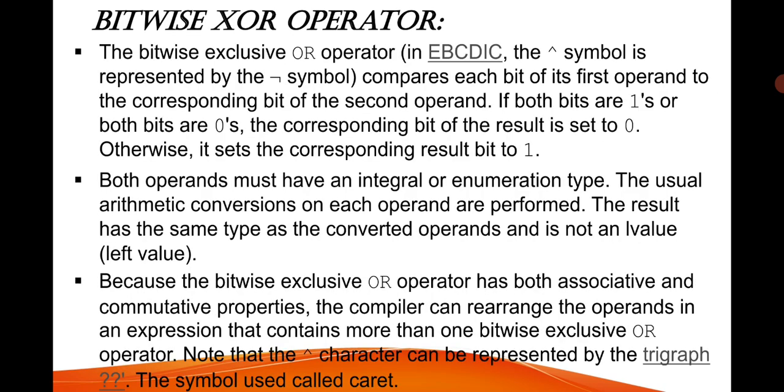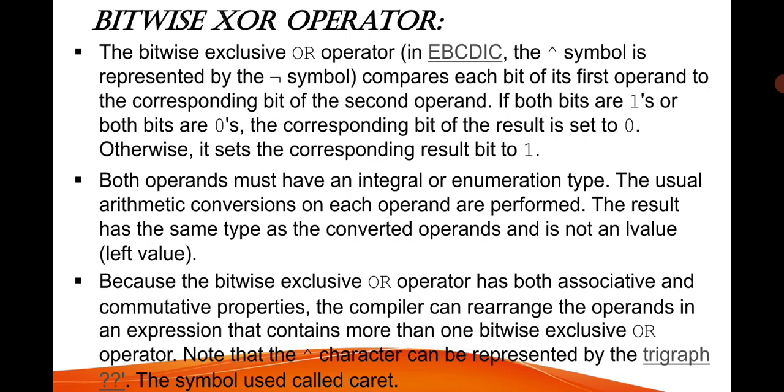Bitwise XOR operator. The bitwise exclusive OR operator, in EBCDIC represented by its own symbol, compares each bit of its first operand to the corresponding bit of the second operand. If both bits are ones or both bits are zeros, the corresponding bit of the result is set to 0. Otherwise, it sets the corresponding result bit to 1.